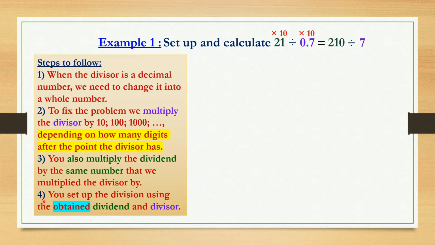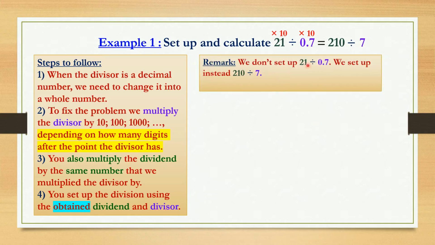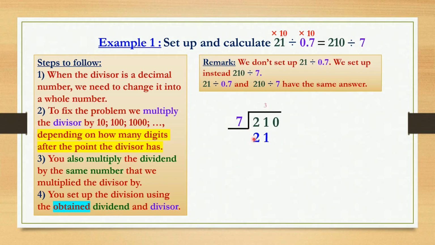Next step, step 4, you set up the division using the obtained dividend and divisor. So here, we don't set up 21 divided by 0.7. We set up instead 210 divided by 7. 21 divided by 0.7 and 210 divided by 7 have the same answer. So let's set up 210 divided by 7. 21 divided by 7 is 3, 7 times 3 is 21, and the remainder is 0.